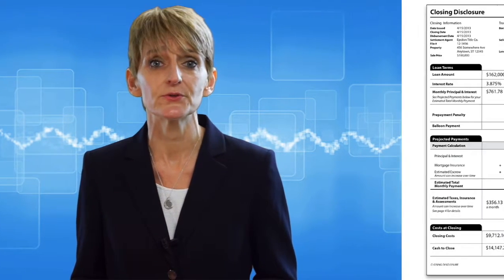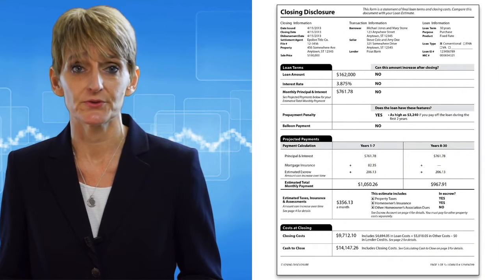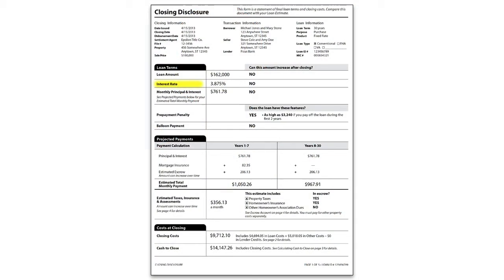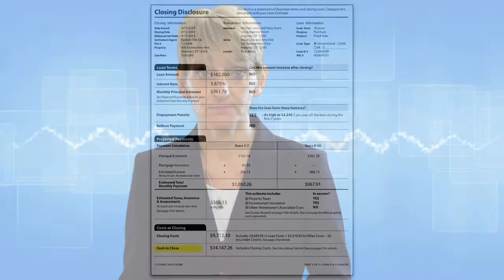Page 1 of the closing disclosure presents an overview of key loan information that the CFPB views most important for the borrower to understand. Three important elements included on the first page include the interest rate, monthly payment amount, and the amount of cash needed for closing.